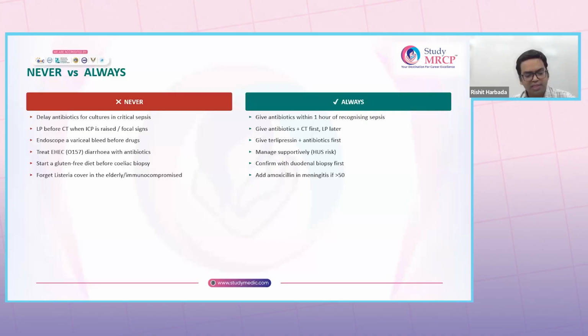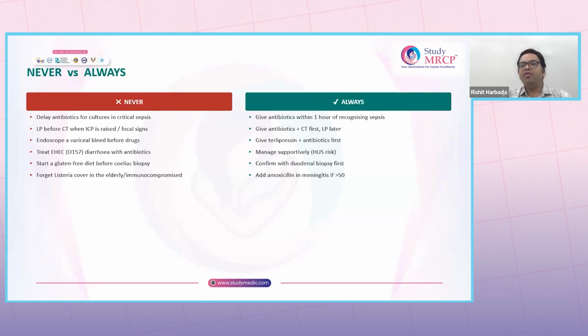Now, this is all about infectious diseases, and we are left with another 9 minutes to go. I would request you to take screenshots of these images because they are quite useful, like what you should never do and what you should always do. So first, never delay antibiotics for cultures in critical sepsis.